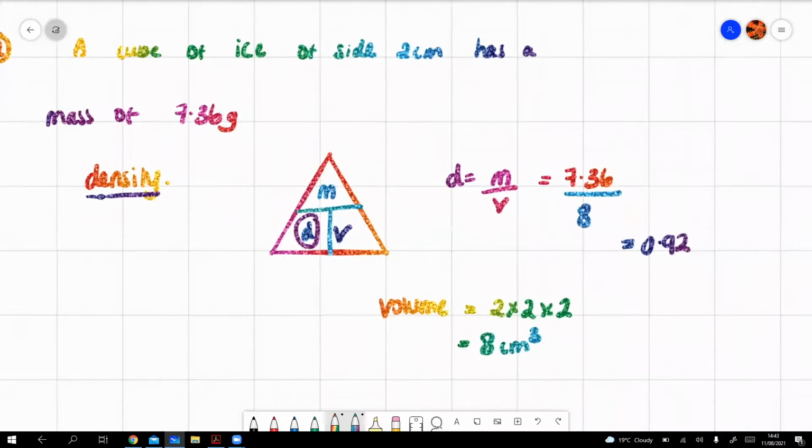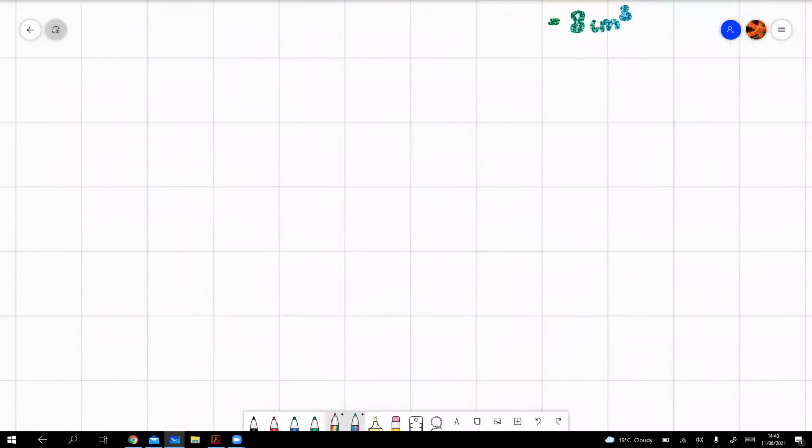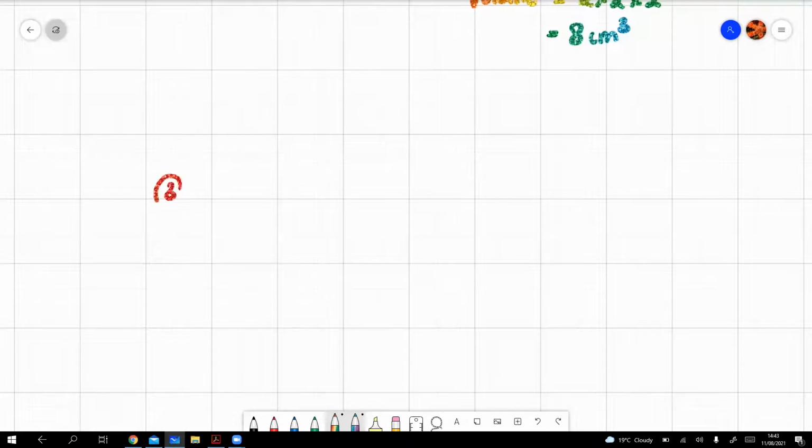Let's get the measurements correct. It's grams per centimeters cubed. Okay, that is the density. Okay, so again, let's have a look at another example. We'll do a few easy ones, then we start looking at some GCSE style questions. Okay. Let's do question number 3 this time.